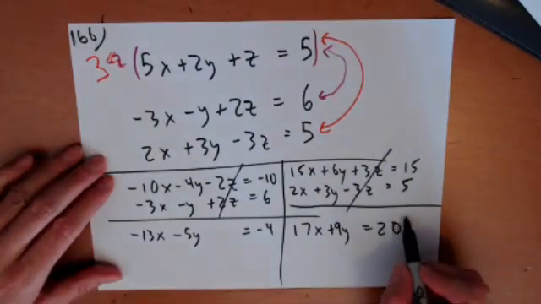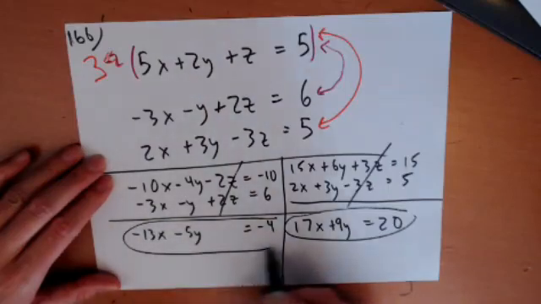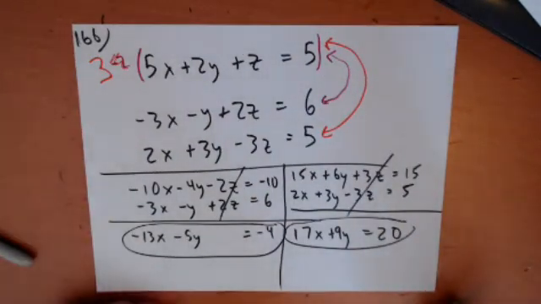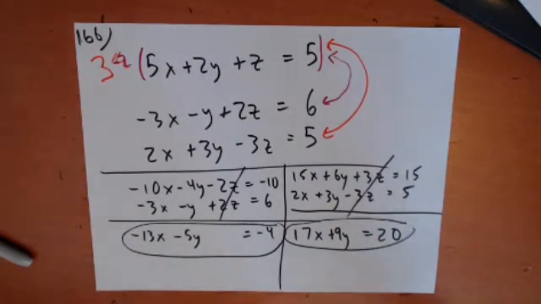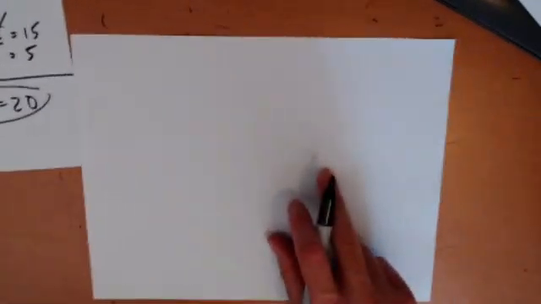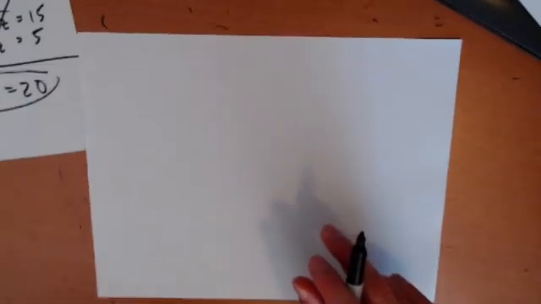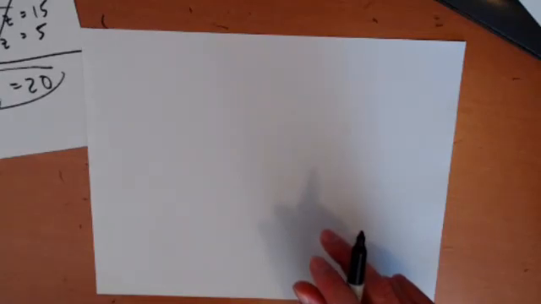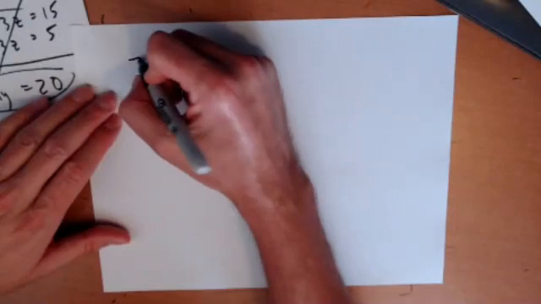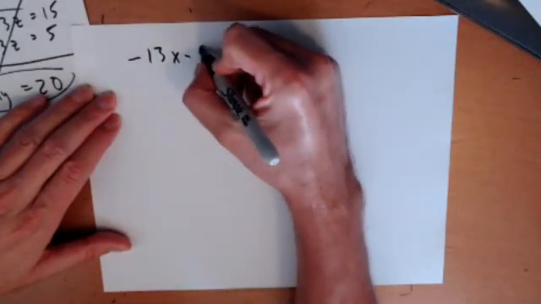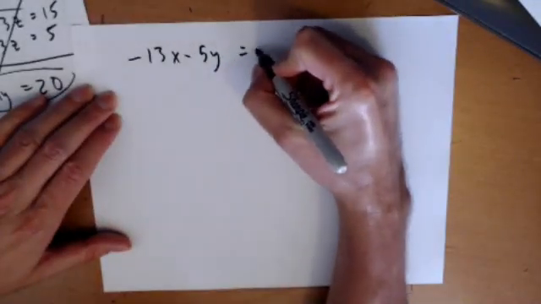Okay, so check it out. I've got this and I've got this, and now we're back on familiar ground of just an x and y and an x and y. Oh, okay. See how much fun we're having? Fun, fun, fun. Let me rewrite this. Where am I? Making a mess. So we have negative 13x minus 5y equals negative 4.